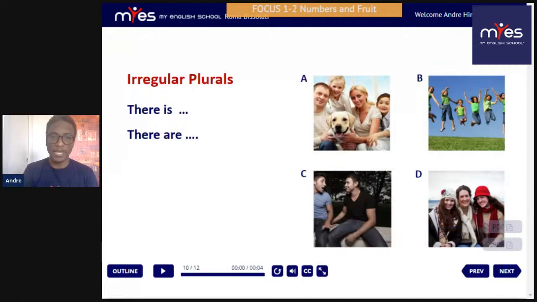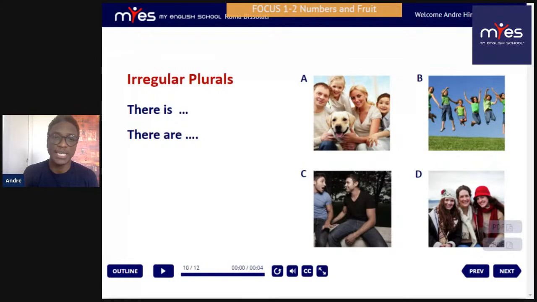B, so we've got one, two, three, four, five, six. So there are six people, plural. There are six people. And remember, the plural of person is people. Six children. Yeah, exactly. They look like children. I think they are. So there are six children. Very good. But you can also say there are six people.